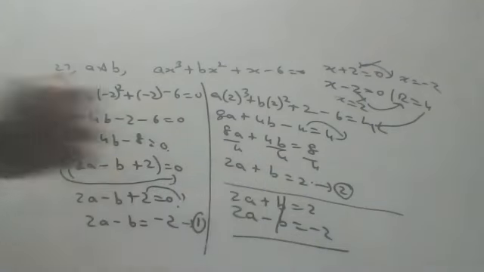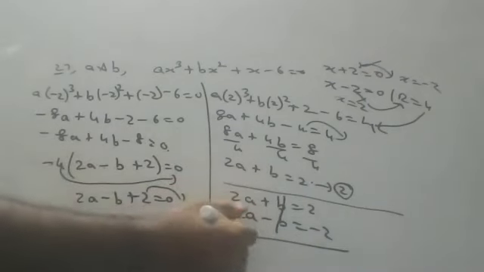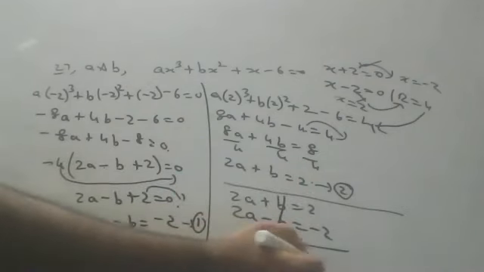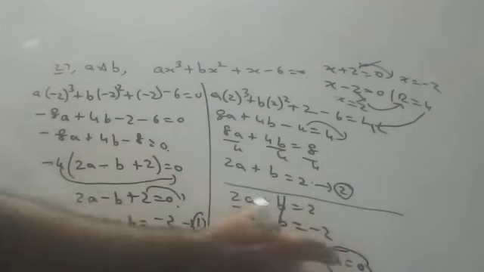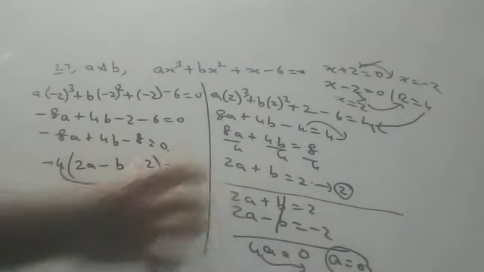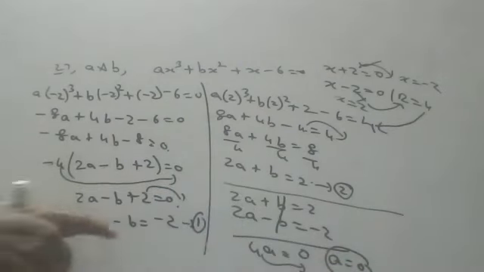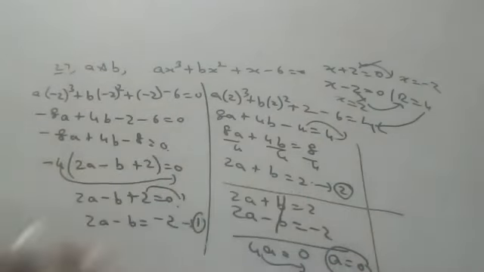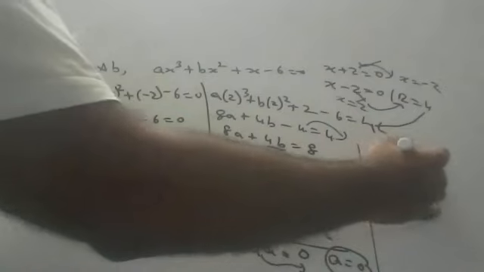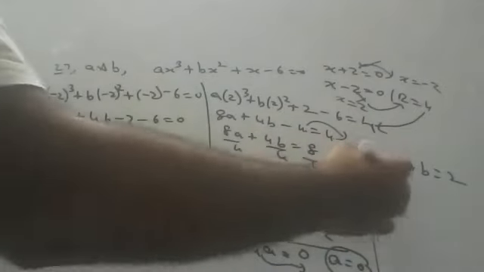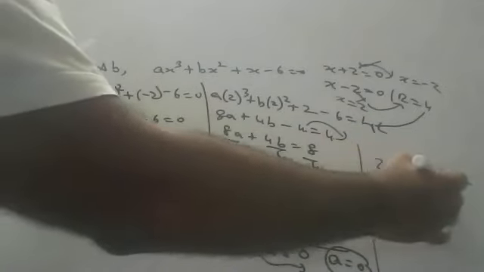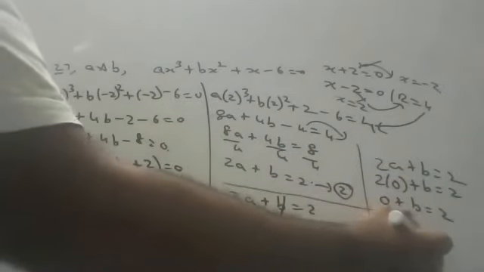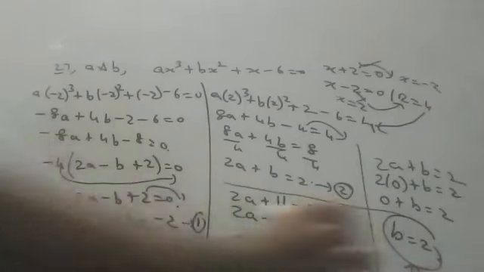Adding, children, plus b and minus b cancel. 2a plus 2a, 4a. 2 minus 2, 0. So 4a is equal to 0, and a is equal to 0. Substitute a in this or this equation, you will get b also. Your wish, any equation you can substitute. Okay, I'm substituting in this equation. 2a plus b is equal to 2. 2 into 0 plus b is equal to 2. 0 plus b is equal to 2. b is equal to 2. That is how you do the question.